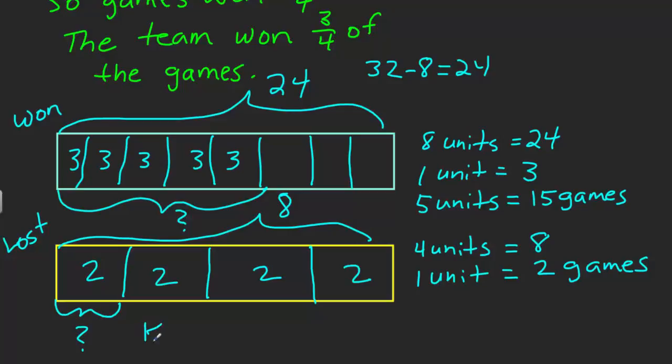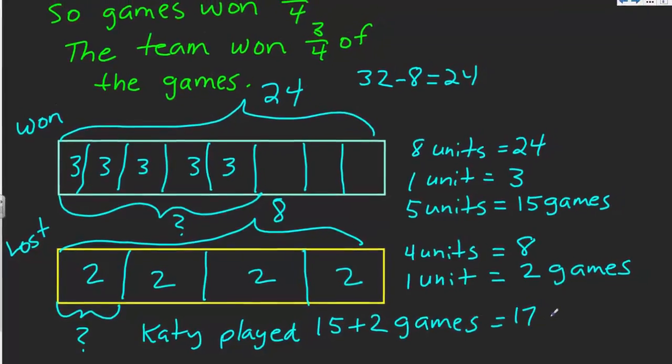So Katie played 15 games that they won, and she played in 2 games that they lost. So now we have 15 plus 2, so the number of games is going to equal 17 games.